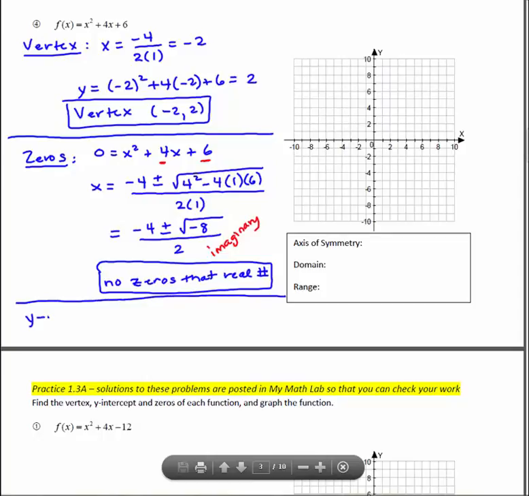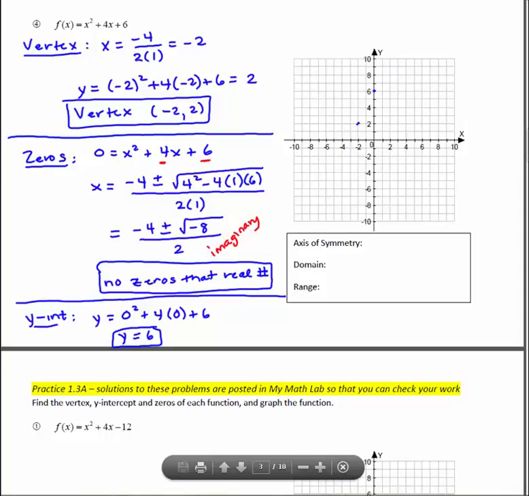All right, one more thing. Let's find the y-intercept. If I plug 0 in for x, I do get y equals 6 for my y-intercept. All right, I need to plot. So my vertex is at negative 2, 2, about there. The zeros, well, there aren't any, at least none that I can see on a graph because they're imaginary numbers. And the y-intercept is 6, about here.